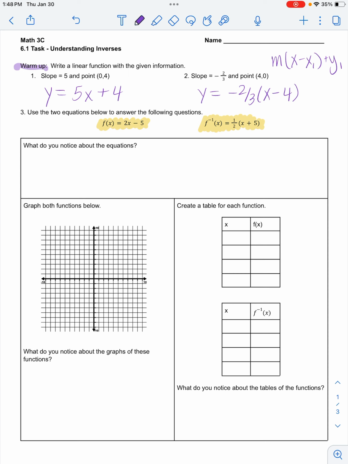So let's do just -1, 0, 1, and 2 for each one, okay? And you can try and see what happens in that second table. So take a couple minutes, write some things you notice in the top, do the graphs, do the tables, and then come back here.